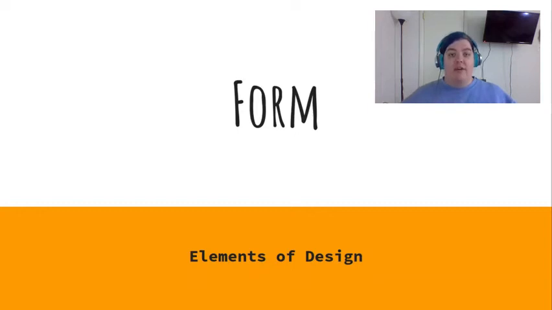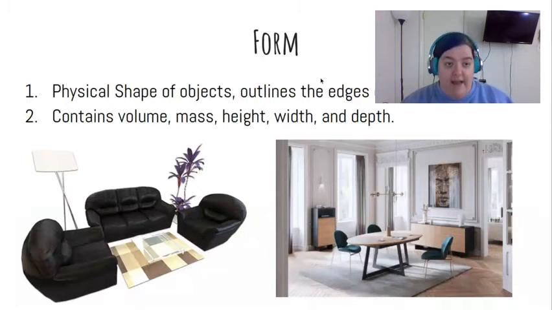So the next element that we're going to look at is form. There are four basic types of forms that we're going to take a look at today. First of all, what is form in general? Form is the physical shape of objects and outlines the edges of a 3D object. That's the key word right there, is that it's got to be 3D. It contains volume, mass, height, width, and depth.